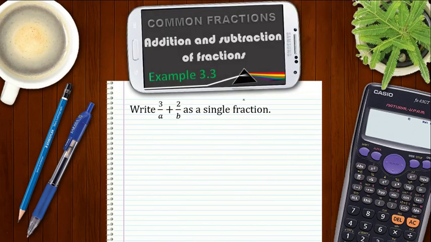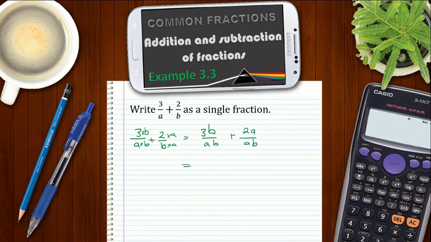Then we have 3 over a plus 2 over b. So my lowest common multiple between a and b is ab. So I say times by b, top and bottom for this fraction, and times by a over here. Then I have 3b over ab plus 2a over ab. And then I can add them.